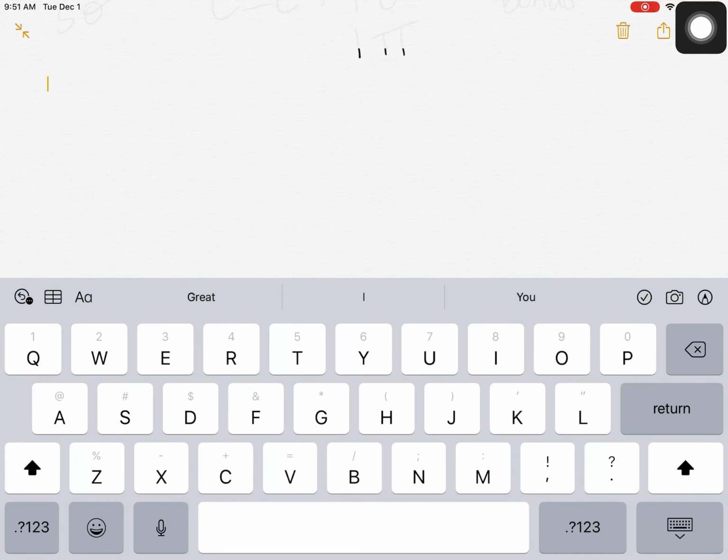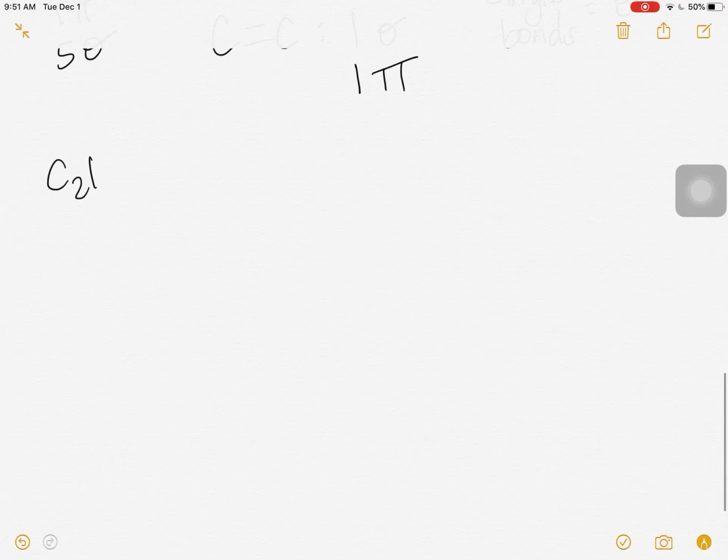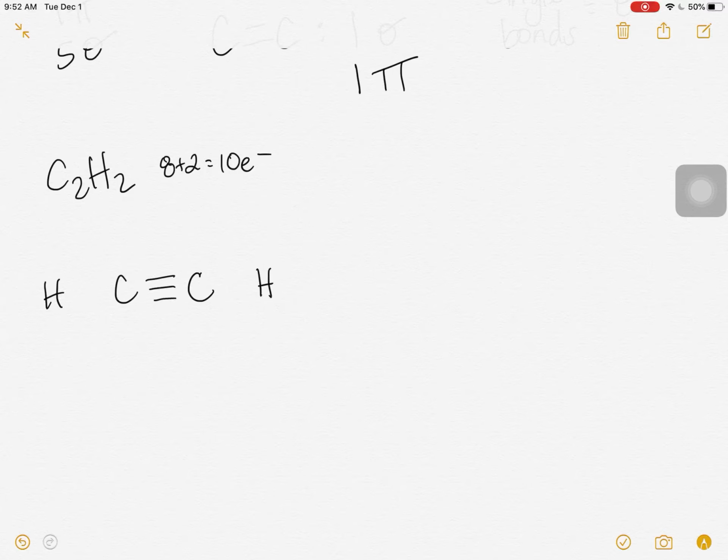So let's do C2H2. So very similar here. In this case, I have 8, 9, 10, so I have 10 electrons. My carbons are going to go in the middle, an H on the sides, and it's going to look like this. Okay, so this is a triple bond.